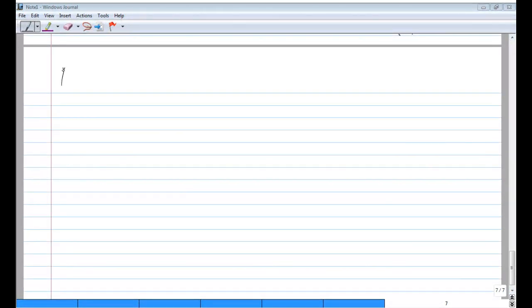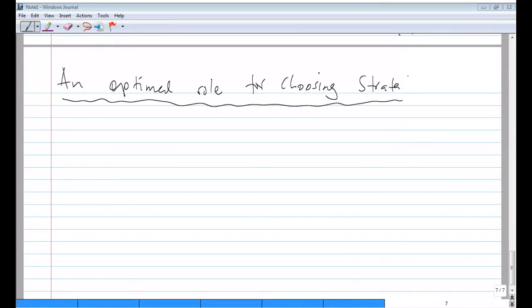Optimal rule for choosing strata. Okay, I want to show you how you choose the strata. How do you construct the strata? Okay, let's quickly go to that example there.